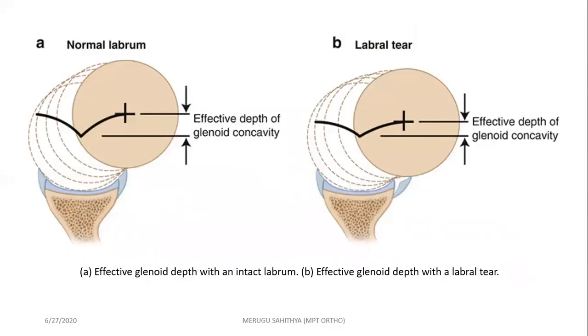Coming to image A, this is the normal labrum. This is the effective glenoid depth with the intact labrum, and this is the effective glenoid depth with a labral tear.